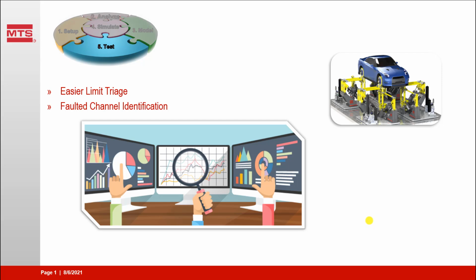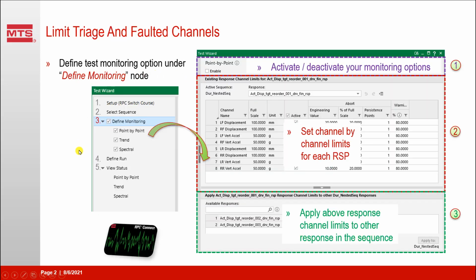Okay, today we are going to talk about some limit settings and how to identify any tripped limits in RPC Connect. We have a test wizard in our application and we are going to concentrate on number 3 and number 5 during the presentation. Here's number 3 shown, where we define our monitoring. We have several monitoring options available in RPC Connect. As you can see, fatigue monitoring is currently missing, but this is on track to come in our next releases. So currently we have point-by-point, trend and spectral monitoring, and all these 3 options can be divided into 3 categories while selecting this display name here.